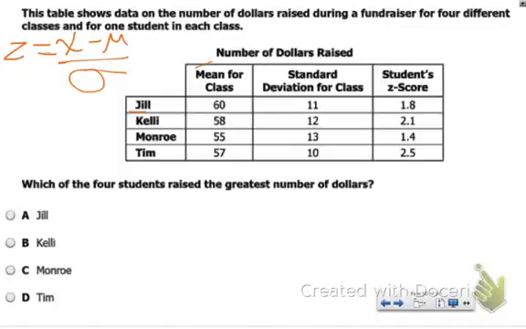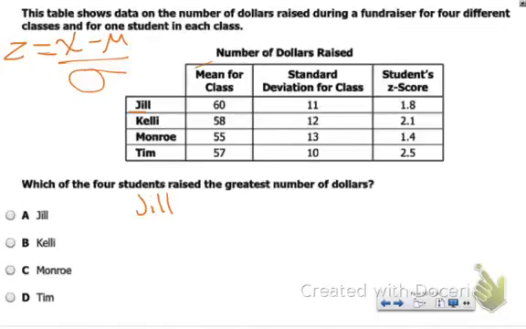So for this question, you're actually going to have to do backward z-score, solving for x, for all 4 of them, to see who actually sold the greatest number, the most amount. Okay, because remember their z-score is just telling us relative to their class how many standard deviations above the mean they were.